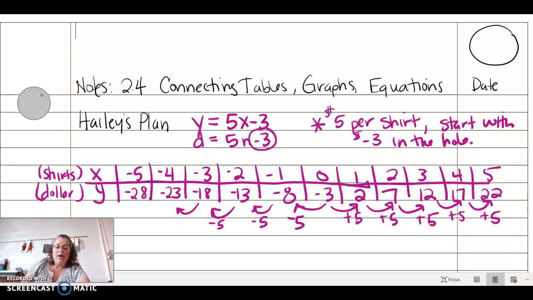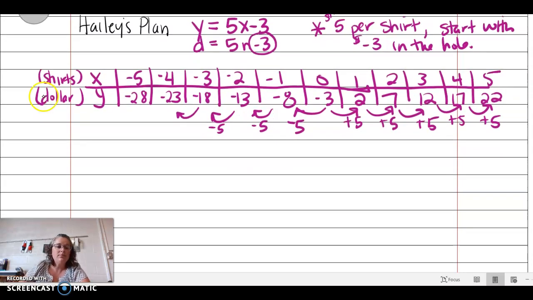So, I mean, this plan is good as soon as you start selling shirts. Okay, let's look at this one. Let's look at Allie's plan.